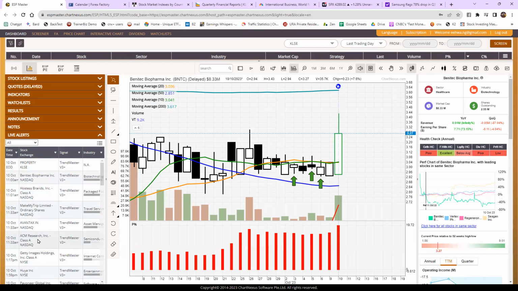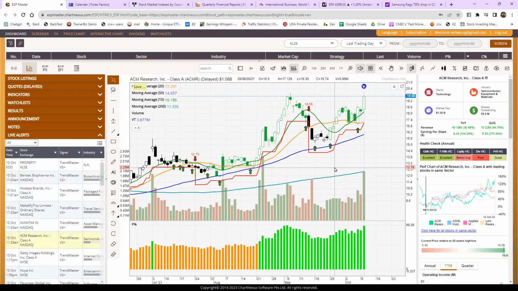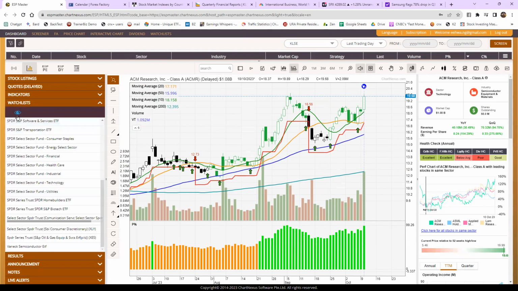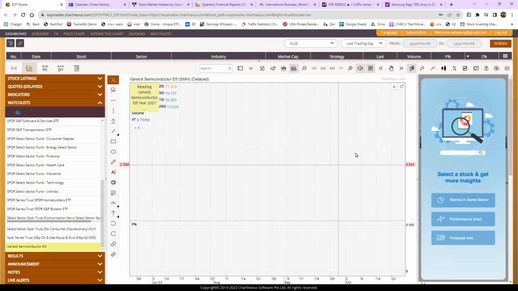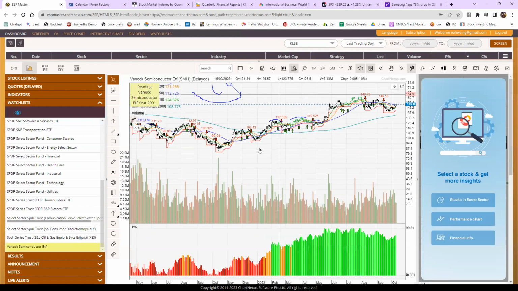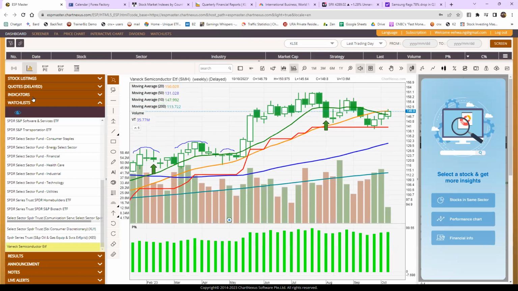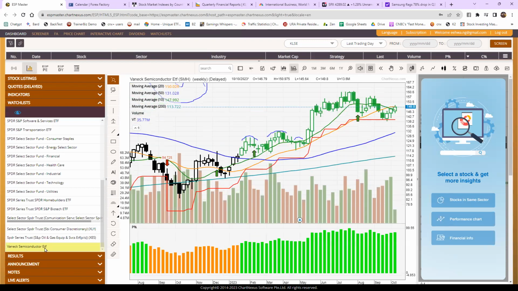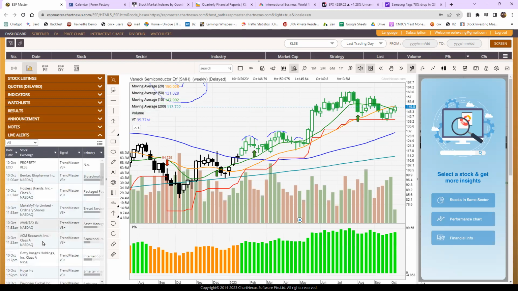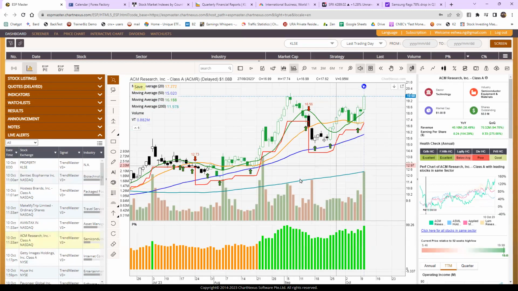Like for example, ACM Research. Just now I was taking a look at ACM Research. Semiconductor. You know how the SMH is right now? Correct or not? You know that this is bullish. We have been talking about this in our Monday night meeting. It's going up, follow-through buying. So SMH, semiconductor. So when you receive an alert like this, this is the TrendMaster signal.